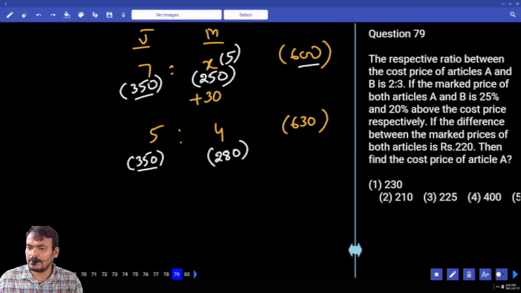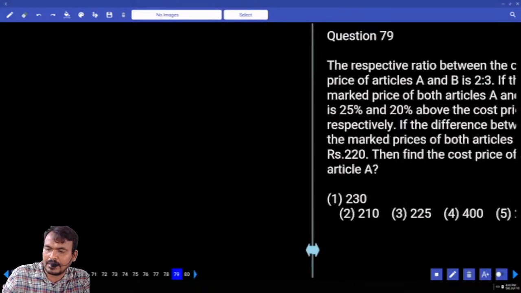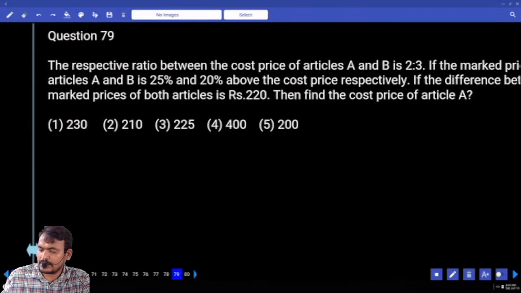Next question number 79. The respective ratio in the cost price of articles A and B is 2 is to 3. And if the market price of both articles A and B is 25% and 20% above the cost price, if the difference between the market prices of both the articles is 220, find the cost price of article A.